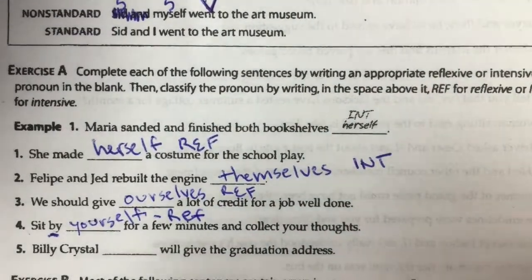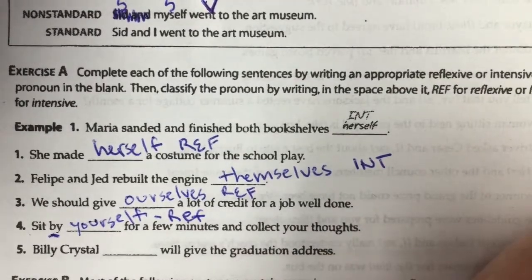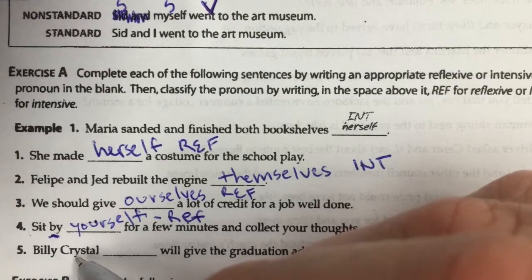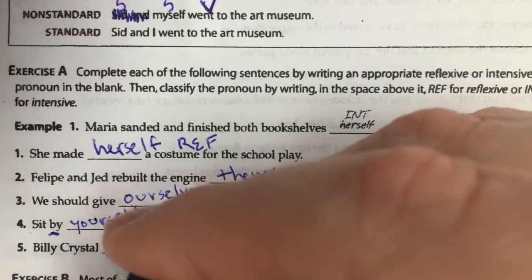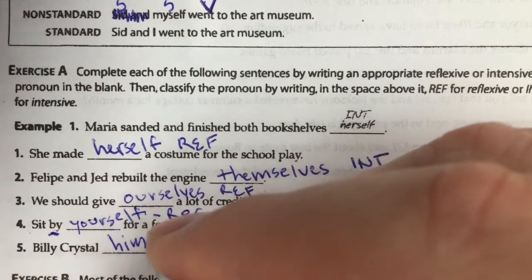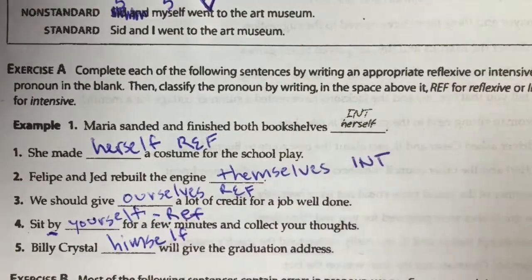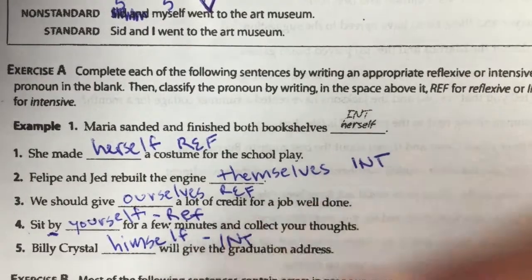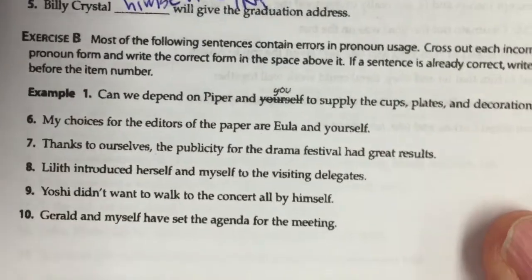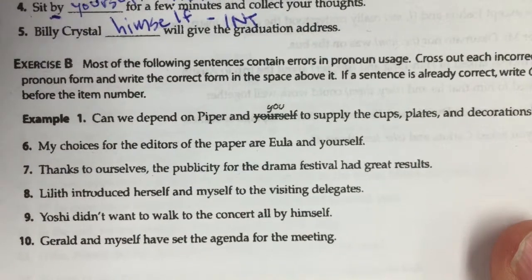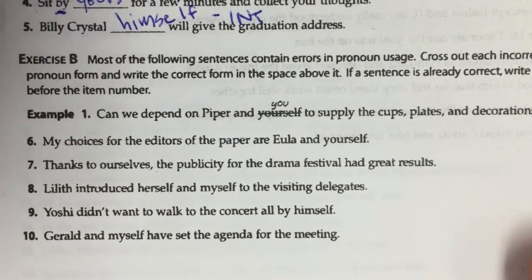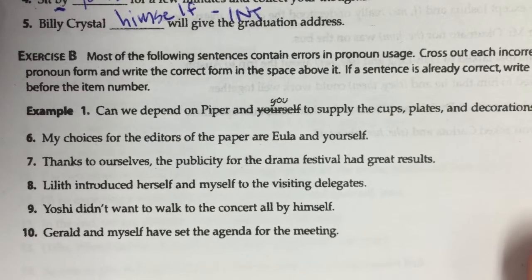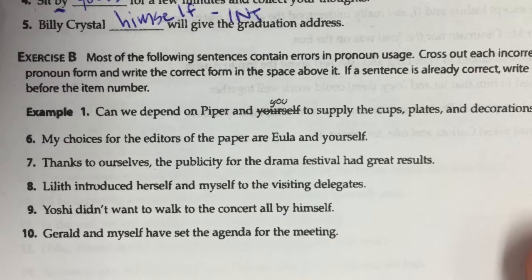And finally 5, Billy Crystal will give the graduation address. So we need to have a reflexive pronoun that works for Billy Crystal. This is third person masculine, so this will be himself. And you'll notice this does not serve any kind of grammatical function. This is intensive. All right, so below, in this one, there are errors. And what you have to do here is fix the errors. So go ahead and do 6 through 10. And I'm going to wait a few seconds, and then I'll go over the answers.